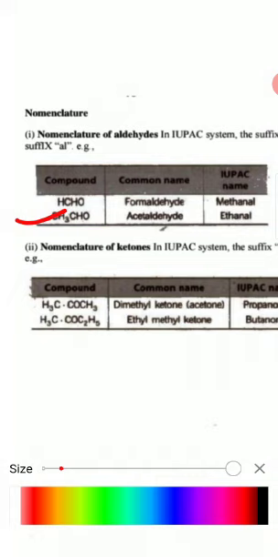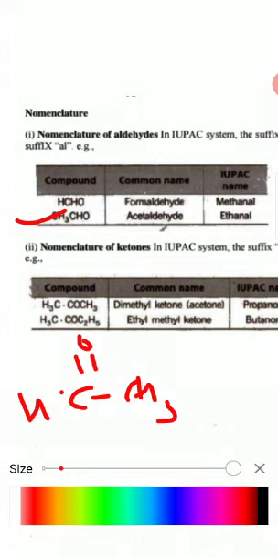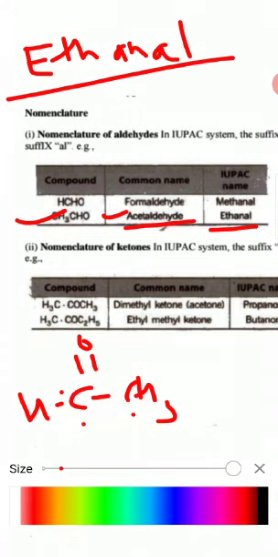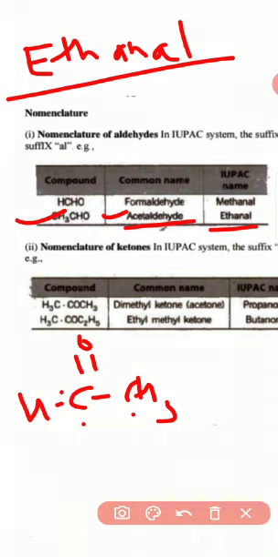Students, see another example here. This is the carbonyl group attached to one CH3 group and one hydrogen. The common name of this compound is acetaldehyde, and in the IUPAC naming system, two carbons are present, hence the parent alkane is ethane. We know that E is replaced by Al, hence its IUPAC name is ethanal. In this way we can name the aldehydes.